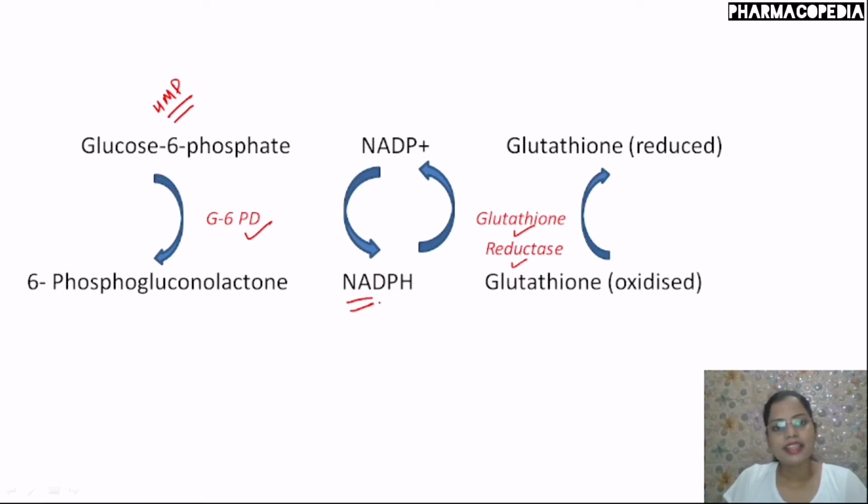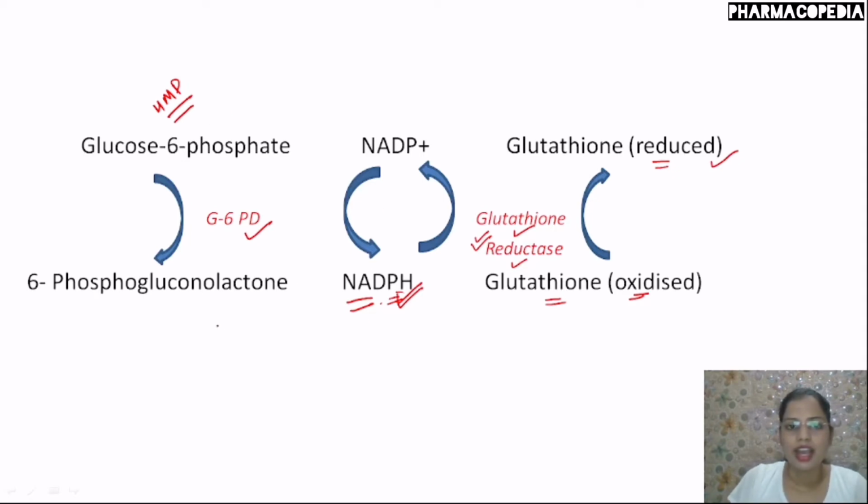Then this NADPH is utilized during the conversion of glutathione from the oxidized state to the reduced state. What I mean to say is, dear students, when glutathione is converted from the oxidized state to the reduced state by the enzyme glutathione reductase, this NADPH is utilized. That's why NADPH plays a key role in the regeneration of the reduced glutathione. I hope it is clear. The process here is very clear.